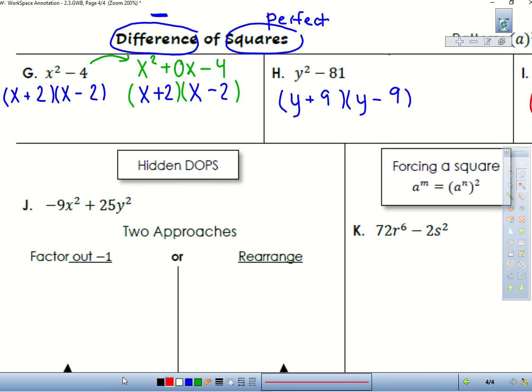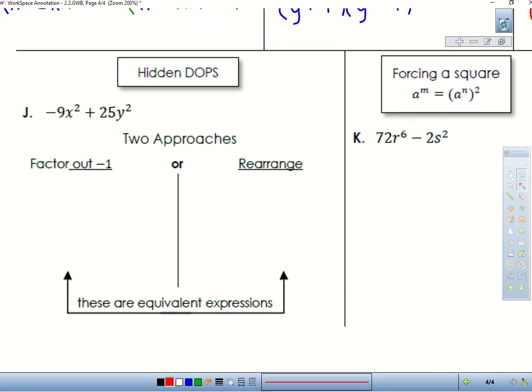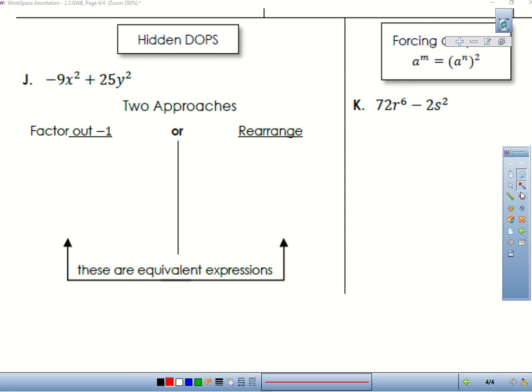Moving down here. This is what we call a hidden difference of perfect squares. It can come up in several ways. Most commonly it looks like it's actually a sum. Everybody see how it looks like it's a sum? There are two approaches to this. The first approach is to simply factor out a -1, which changes the sign of all terms.